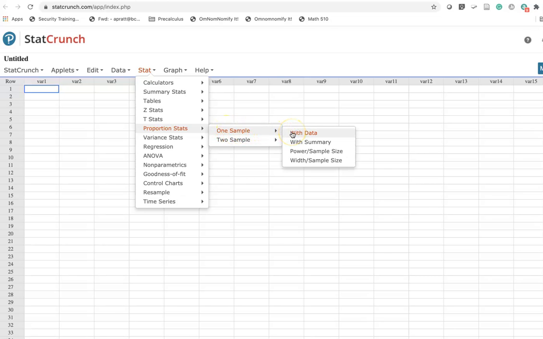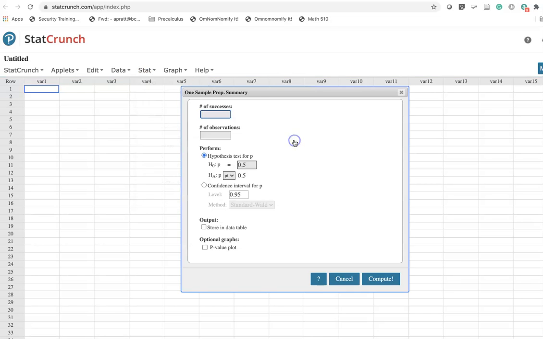Now, we don't have the raw data right now. We don't have a list of all of the actual responses. We just have the summary. So we'll go to summary, and this is going to ask for the number of successes. And here there were 400 moms out of the 1,000 who had created a social media profile for their babies.